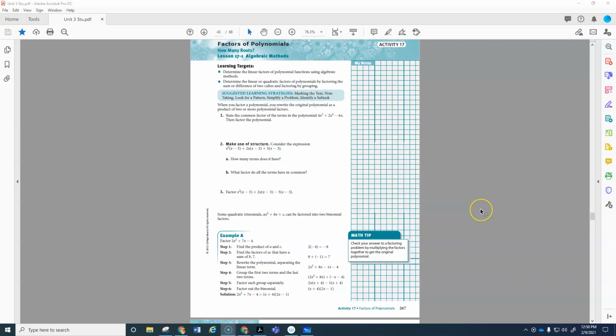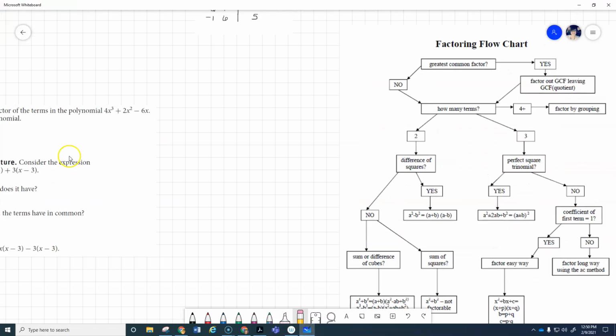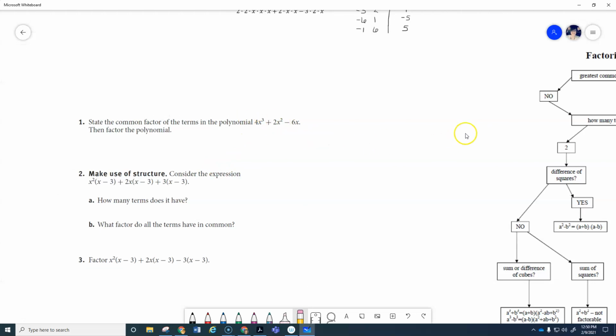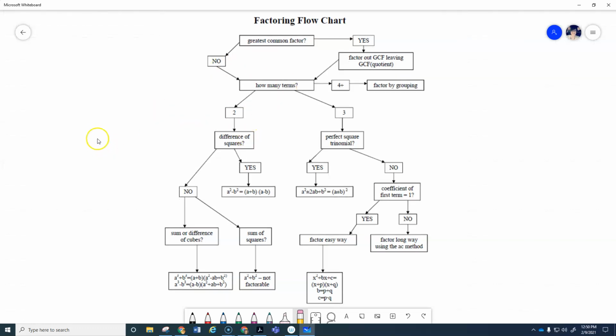We are on page 267 in your Springboard book, and we are going to do these first few problems. Problem number 1 starts with a review of factoring. Remember this flow chart? If you don't remember this flow chart, be sure you get it downloaded off the Google Classroom.